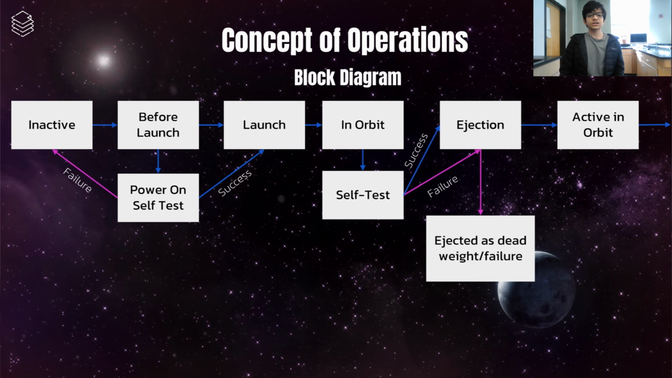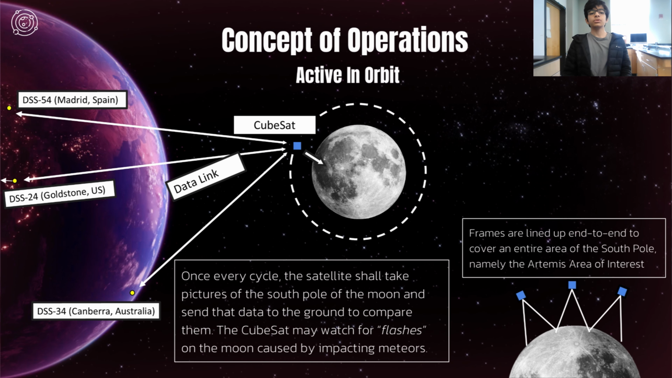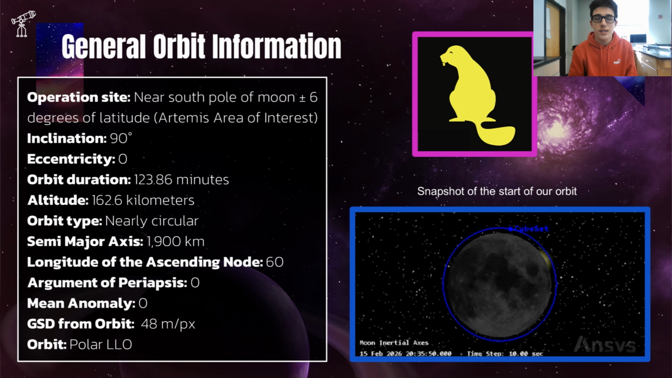At the start of our launch, we test all onboard systems on the CubeSat for health. We do the same at the start of orbit, and if it succeeds, we move on to the orbital phase. When we are orbiting the moon, the CubeSat will take end-to-end pictures on the Artemis area of interest on the south pole of the moon. The CubeSat may also watch for flashes on the moon caused by impacting craters and send any data it finds to Earth. As explained before, our operation site is near the south pole of the moon.